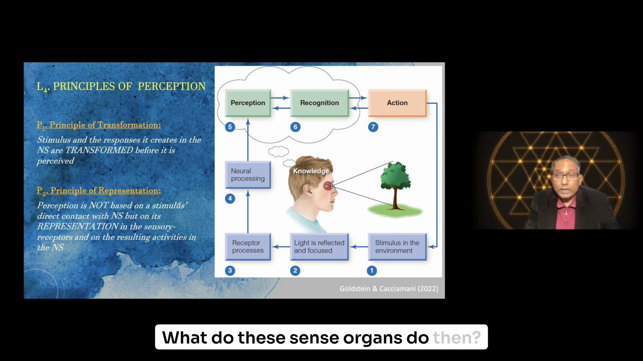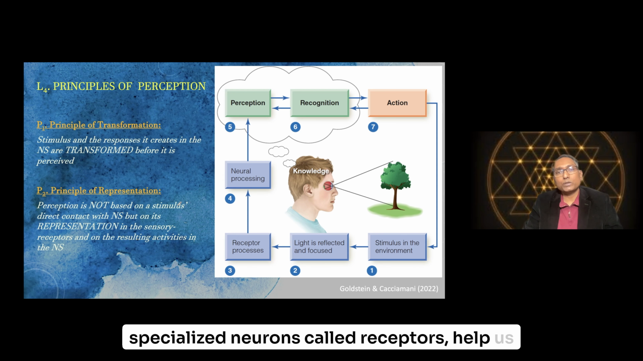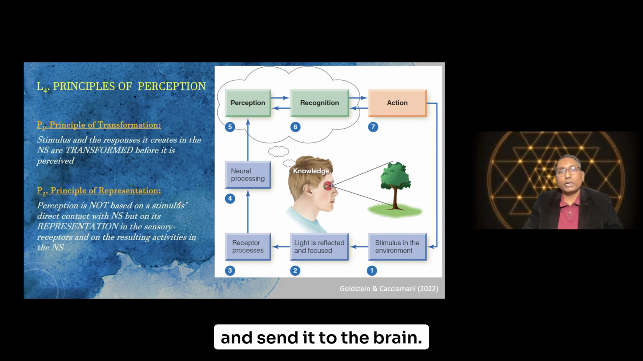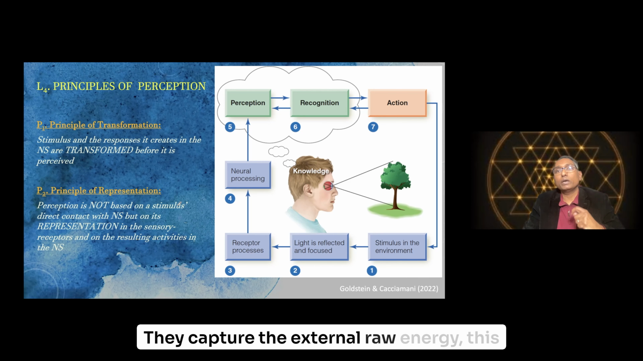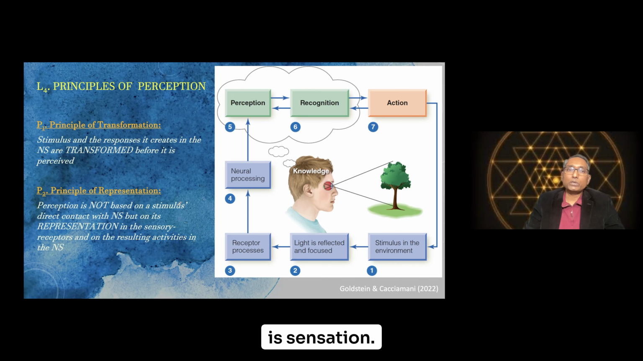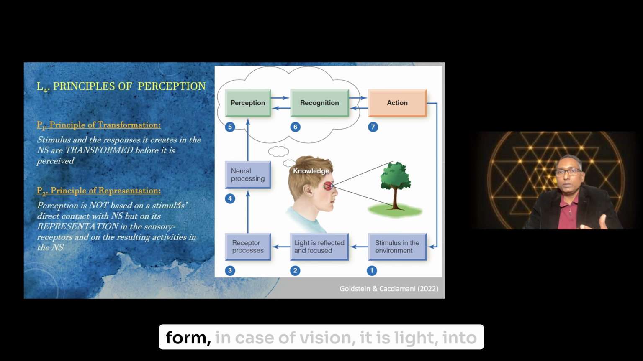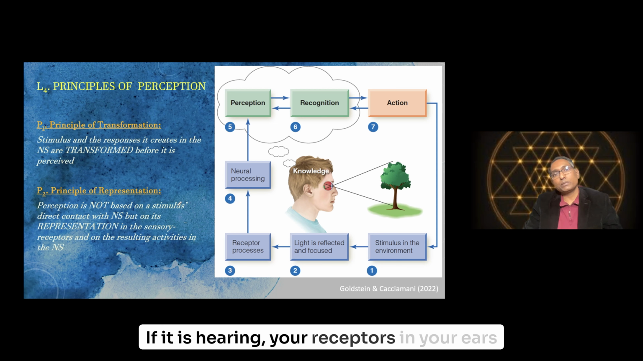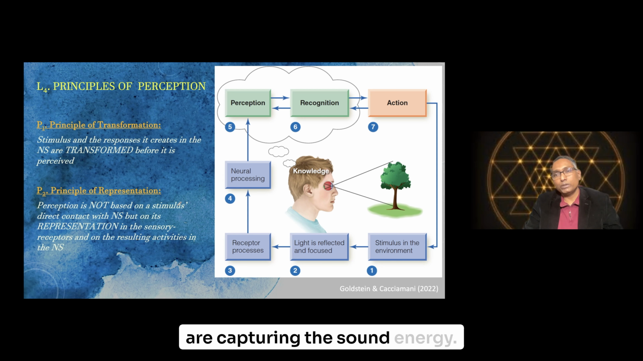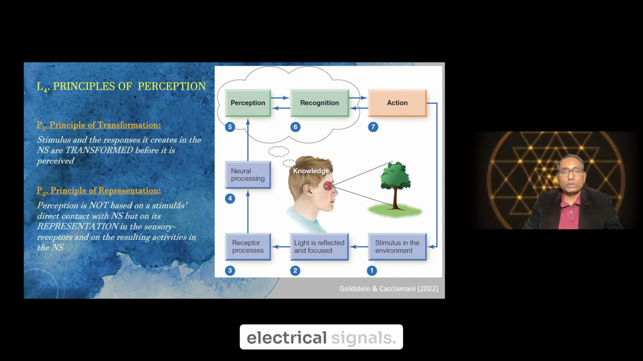What do these sense organs do then? Well, these sense organs, because of these specialized neurons called receptors, help us capture the external information, the energy, and send it to the brain. So what do these receptors do then? They capture the external raw energy. This capturing is sensation. In doing so, they are converting a raw energy form, in case of vision, it is light, into electrical signals. If it is hearing, your receptors in your ears are capturing the sound energy. How are they capturing? Well, they convert the sound energy into electrical signals.